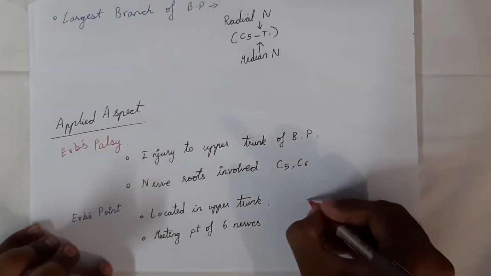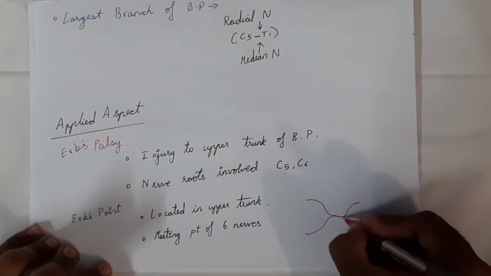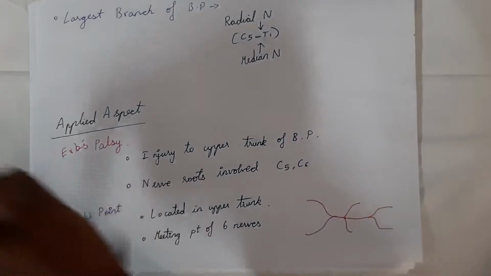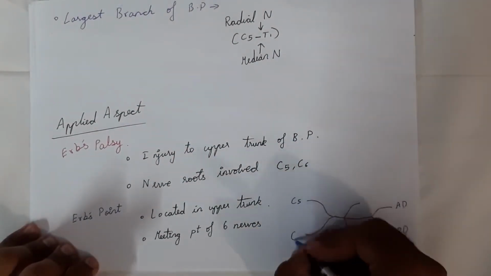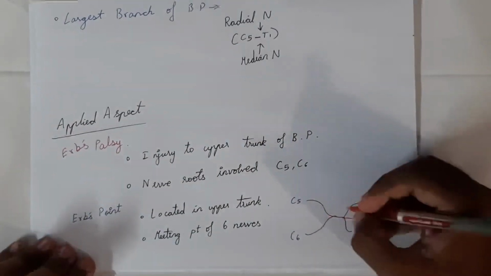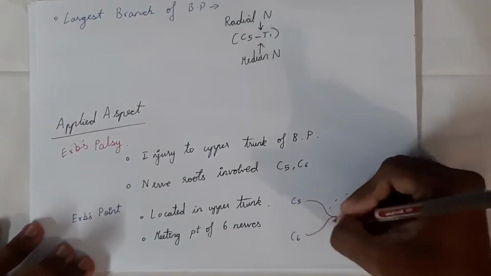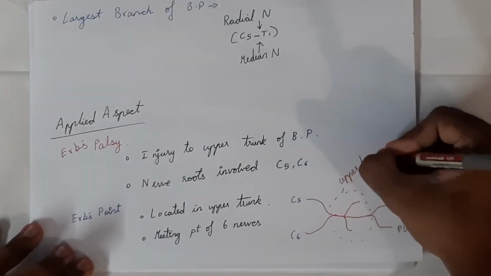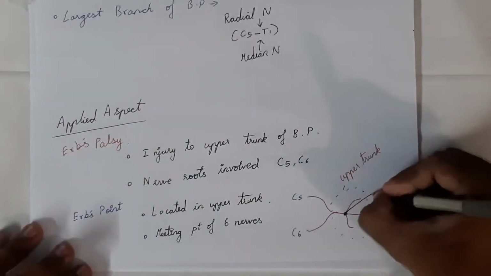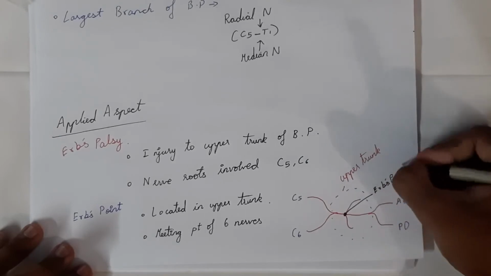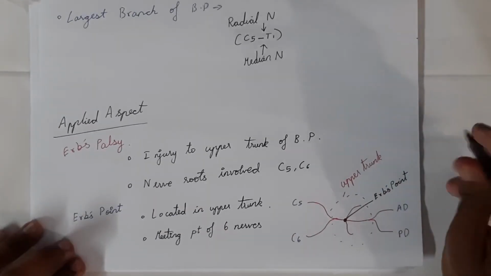And now a small diagram for the Erb's point. You draw the roots of C5, C6, which end through the upper trunk in the anterior and posterior divisions. And from the upper trunk, you draw the suprascapular nerve and nerve to subclavius. The point that joins all this is known as the Erb's point. And thus the meeting point of 6 nerves.